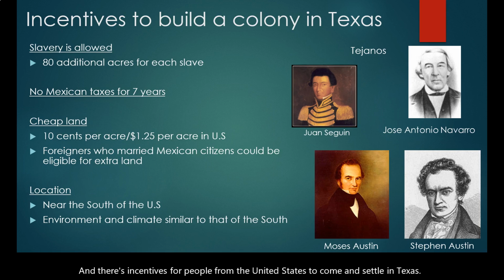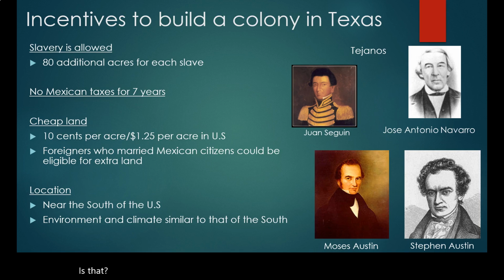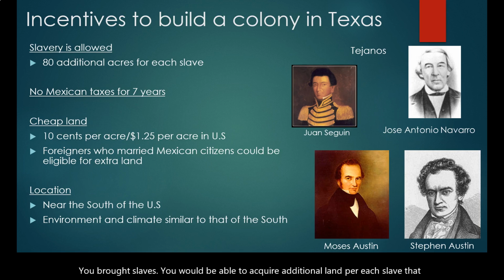The incentives that existed at this time, again, we're talking about the 1820s, specifically 1821, 1822, were that if you brought slaves, you would be able to acquire additional land for each slave that you brought. As an American colonist, you wouldn't have to pay taxes for 7 years, and you would be able to acquire land at rather cheap prices. Here I have an example of how much land cost in Texas as compared to other parts of the United States. It was 10 cents per acre in Texas, whereas in other territories that were at this point part of the United States, you would have to pay $1.25 per acre. And if you, as a foreigner, married a Mexican citizen, you could be eligible for extra land. This would show that you were going to assimilate and become part of the Texas experience.